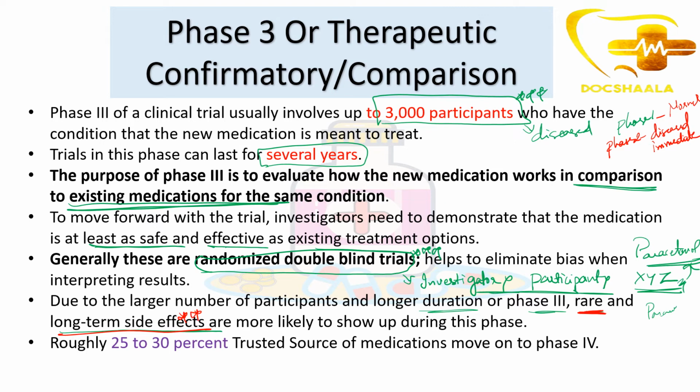So roughly 25 to 30% of the trusted source of medications move to phase 4. Okay. So this is a very important phase for any drug, because this is the only phase where the drug is being introduced into a huge population for the first time. There are 3,000 participants we are taking. So this is a very important phase for a drug to pass, to avoid future complications.